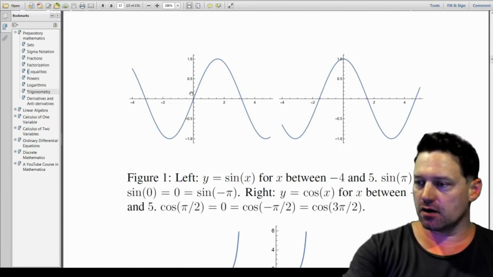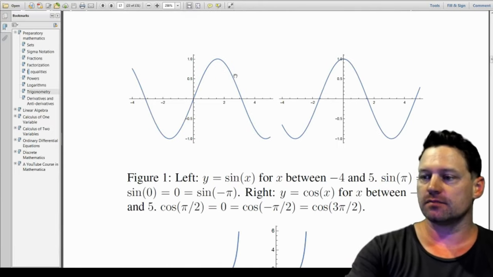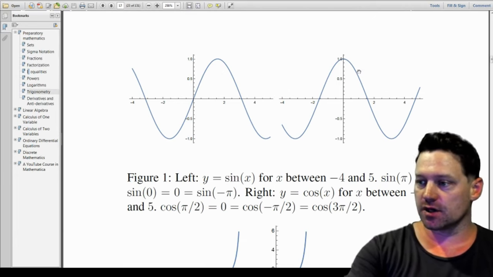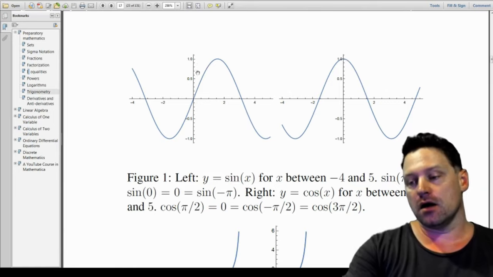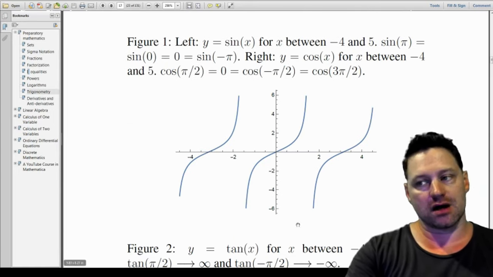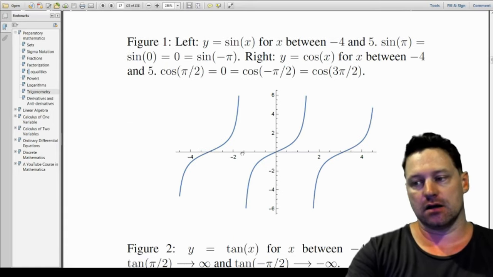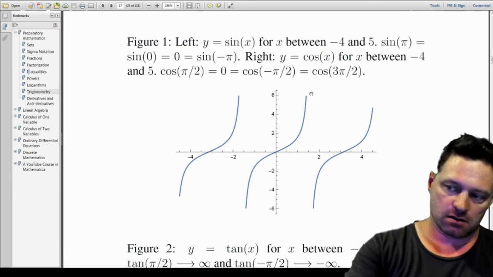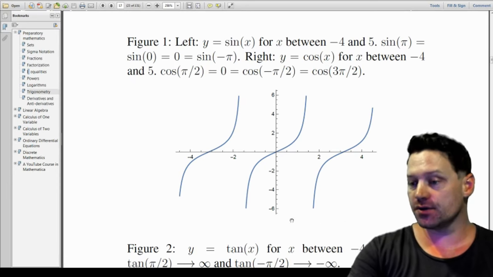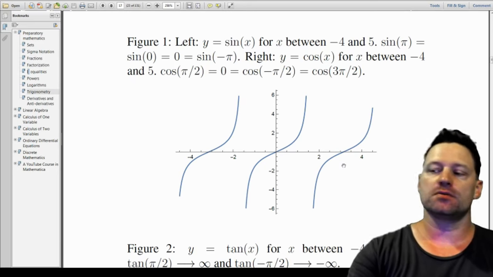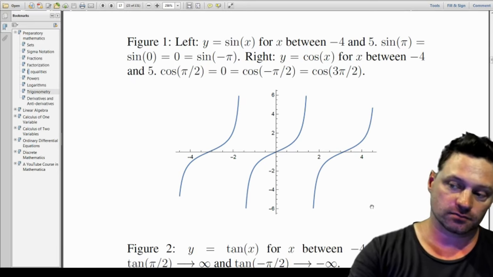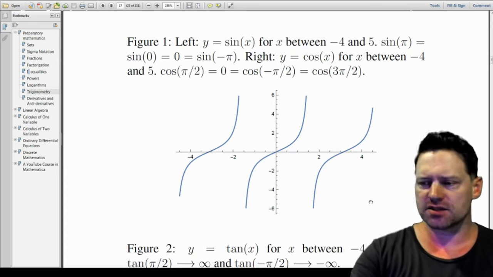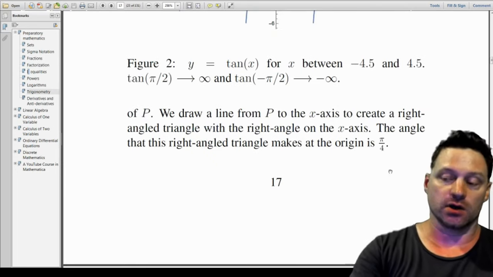Right, what we have here are some more plots of sine and cos. So this one is sine. This one over here is cos. And then this is a plot of tan. All right, now you see tan has some vertical asymptotes right here at pi on 2 and minus pi on 2, and pi, 3 pi on 2 and so on.